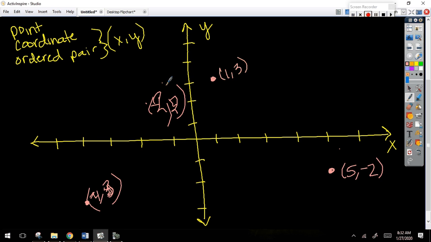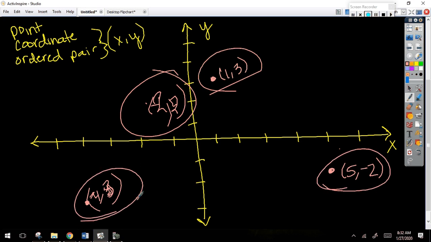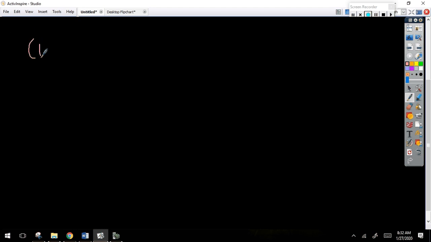If I have, and let's use these same points that we already used. Y'all have them written down so you can call them out to me? Give me those points we just did. (1, 3).